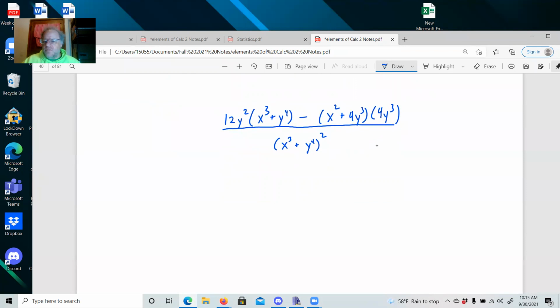So let's go ahead and FOIL this out and see what we've got. So this is 12x cubed y squared, plus 12y to the 6th, right, when the bases are the same, we add the exponents. 2 plus 4 would be 6. Minus 4x squared y cubed, that's this piece, minus, don't let me forget the minus, 4 times 4 is 16y to the 6th, all divided by this delightful thing.